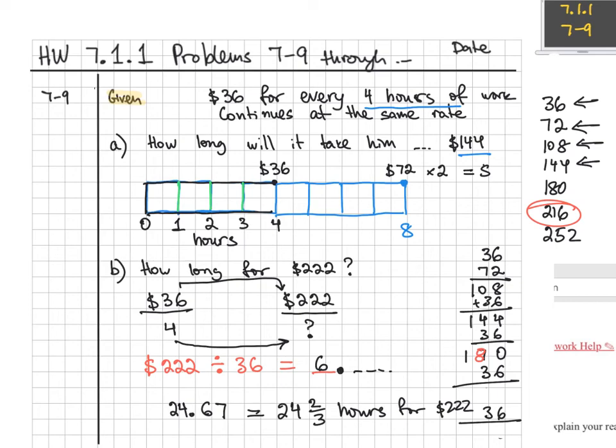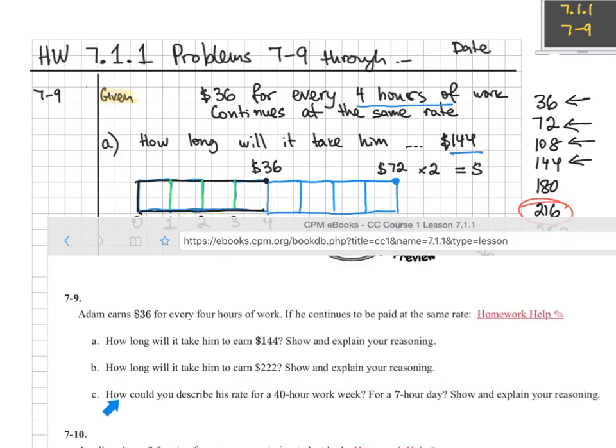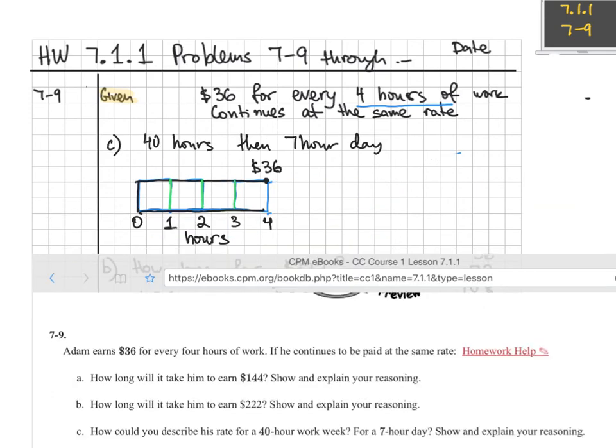First, of course, you have to read it. Okay, letter C. How could you describe his rate for a 40-hour work week? What about for a 7-hour day? Show and explain your reasoning. So go ahead and pause the video and set up your letter C in your notebook. And remember, they have a few things here, 40 hours. And remember our example A, that we had something in the patterns of 4. So I already wrote 40 hours and I did my little picture. I'm referring to the picture from example A, and then they want a 7-hour day.